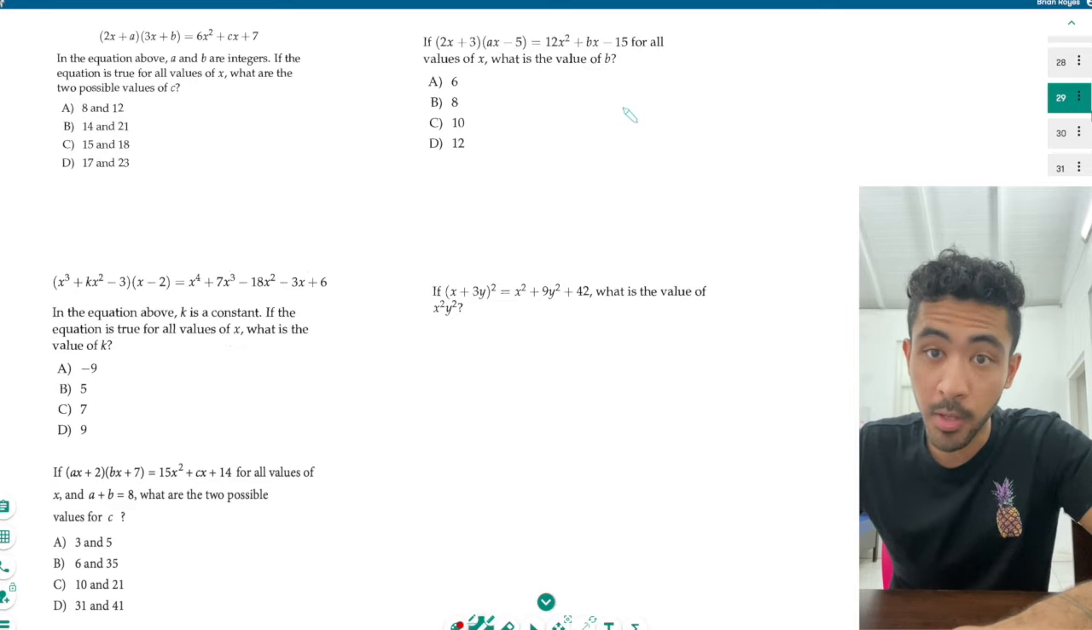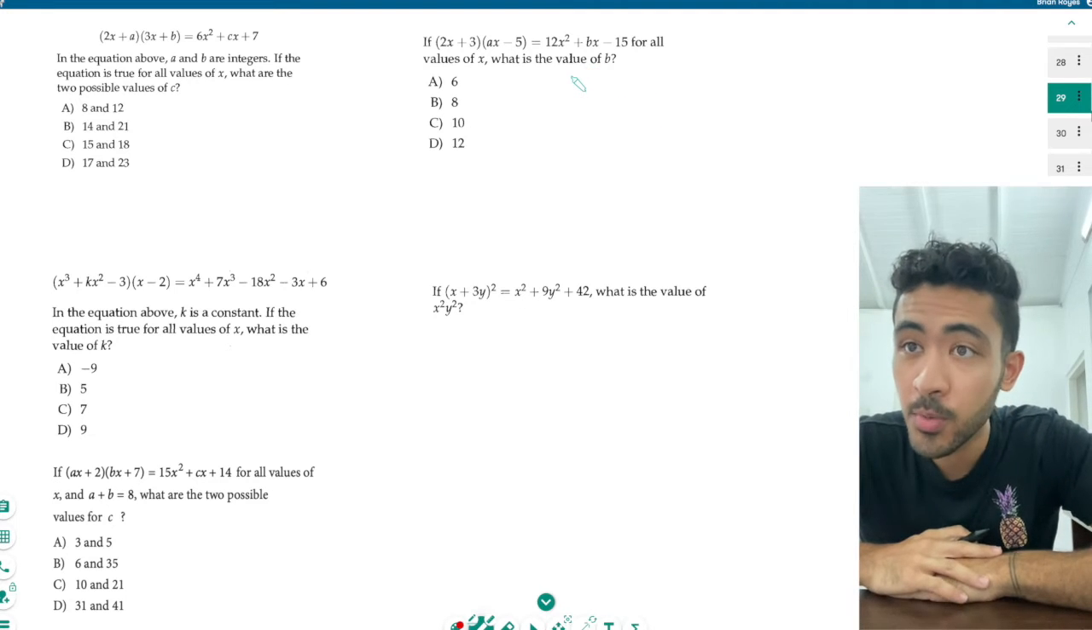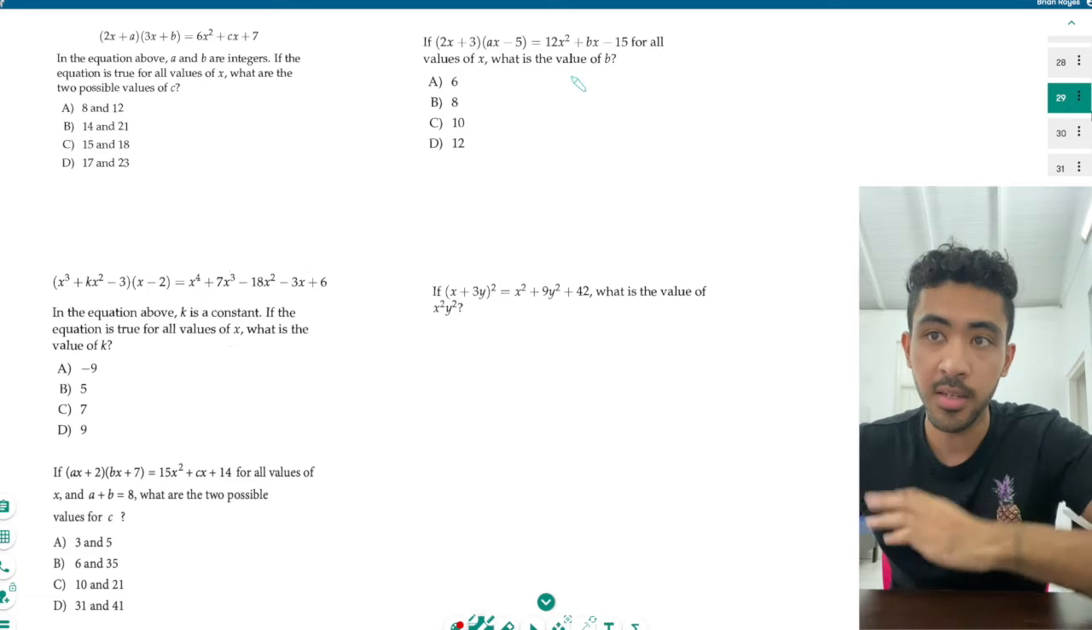So this question says, if 2x plus 3 times ax minus 5 equals all of this, what is the value of b? So the strategy we're looking at for this one is comparing the left hand and the right hand sides.